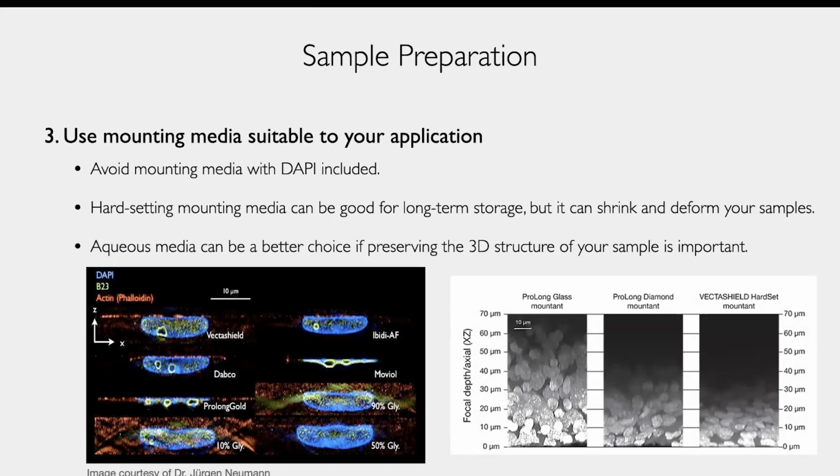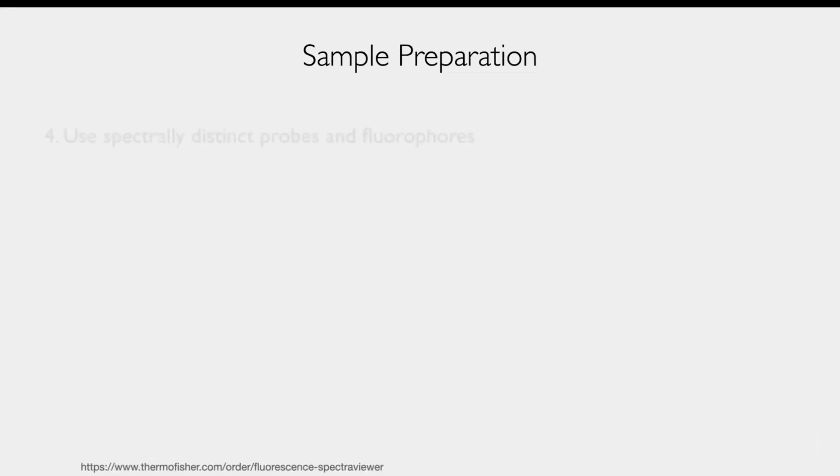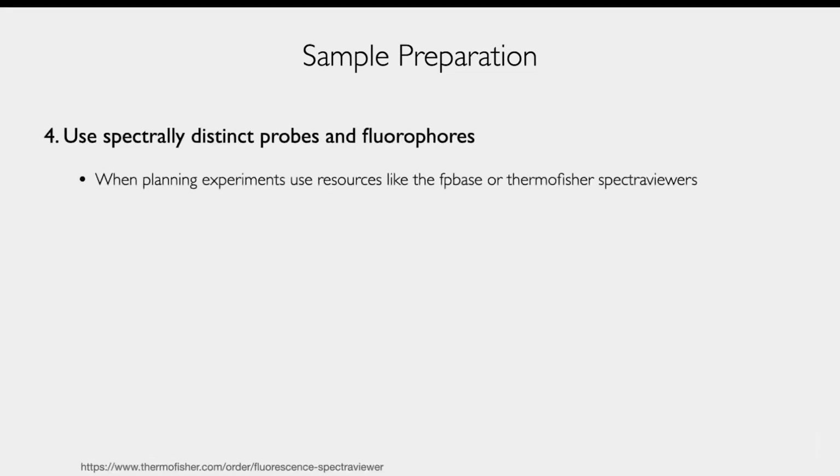This is a good example of ProLong Glass, which is a mounting media that's refractive index matched to glass. So you're going from oil to glass, or something equivalent to glass, and you can image much deeper. So there are things to think about in terms of mounting your sample to get much better images, much brighter images, better resolution, very easily just by making those changes.